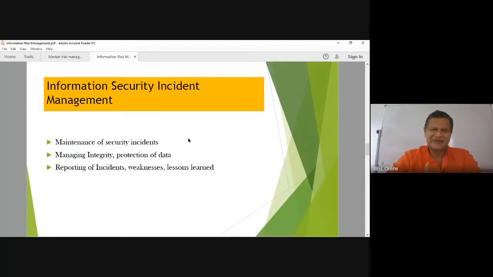So on management of IT security, we also discussed saying that you need to record the IT incidents. Then you have to see how you manage the integrity and protection of data. In that, we talk about firewalls, password controls, access systems, and various other methods where we could safeguard our systems. Then from time to time, we also need to have incident management, weaknesses and lessons learned in managing IT security.